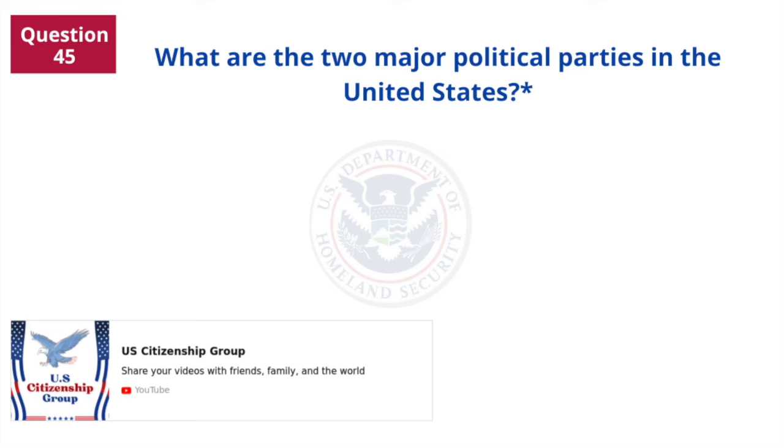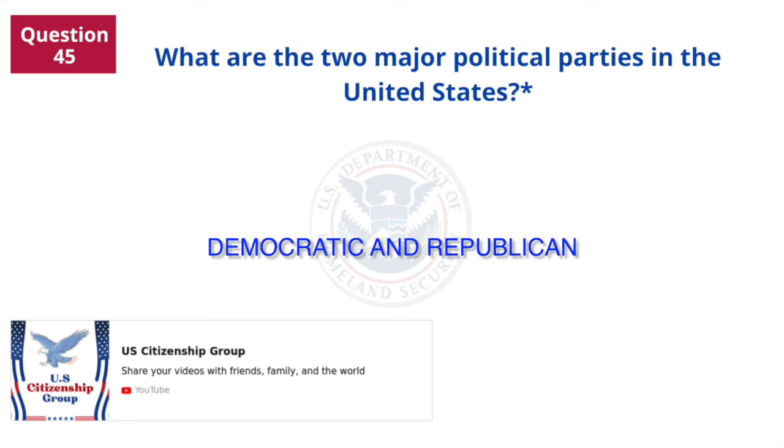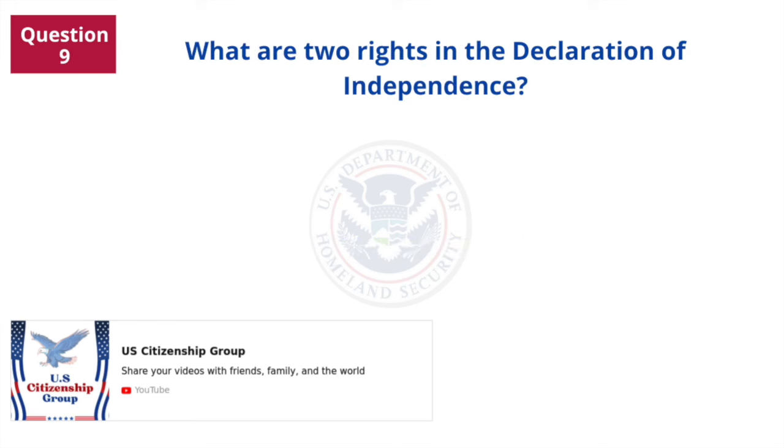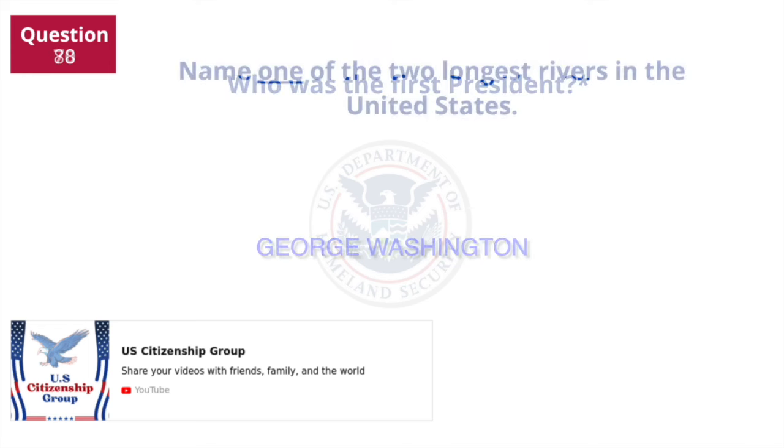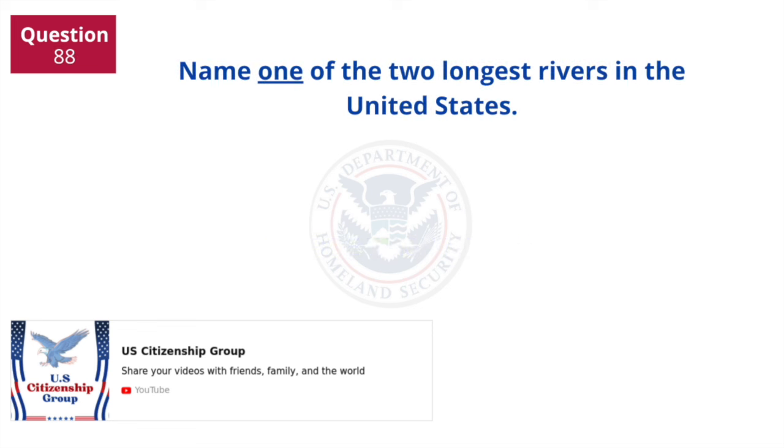What are the two major political parties in the United States? Democratic and Republican. What are two rights in the Declaration of Independence? Life, liberty. Who was the first president? George Washington. Name one of the two longest rivers in the United States. Missouri River.